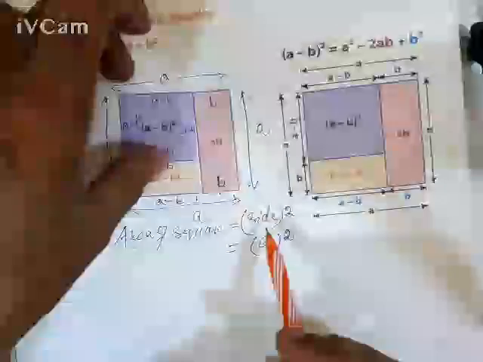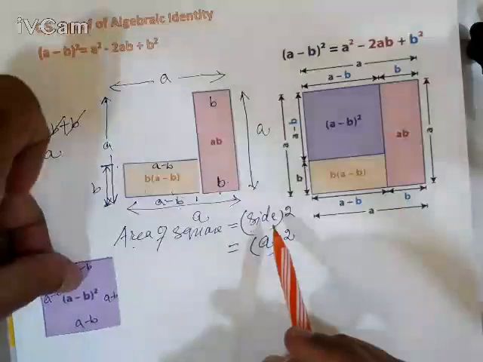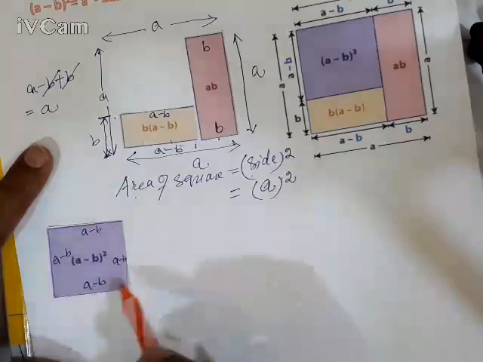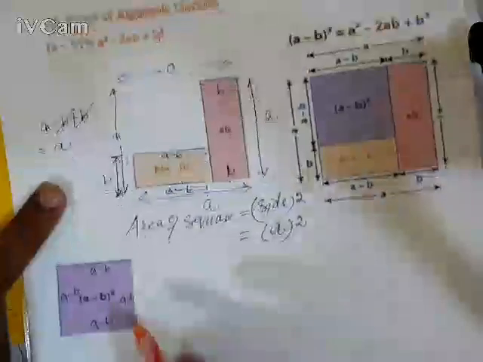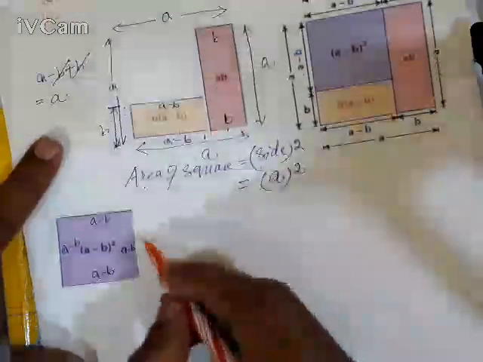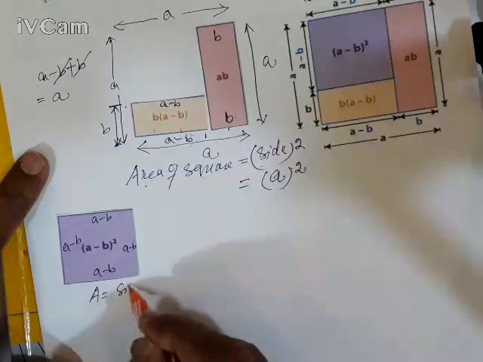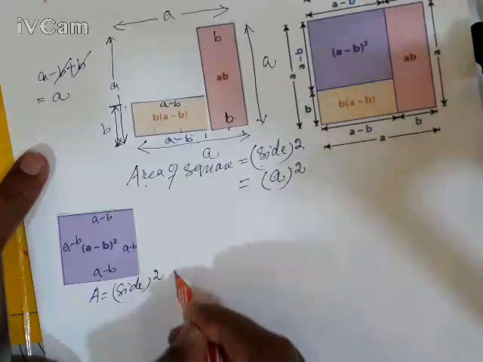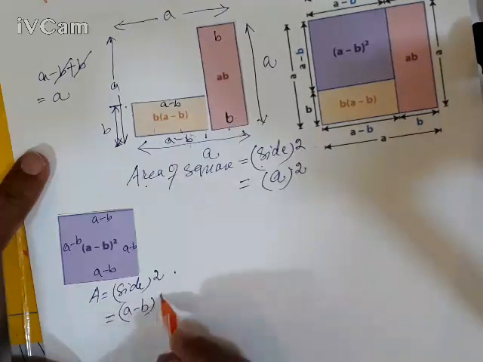Now when we pick this portion again and paste over here, now we will calculate the area of this side, because we are going to prove the other side of this identity. Now this is a square shape. Now how will we calculate its area? We know that area is equal to side square, and its side is a minus b whole square.